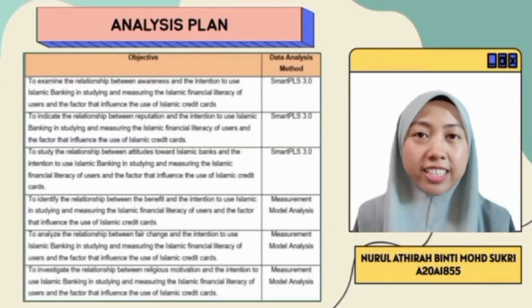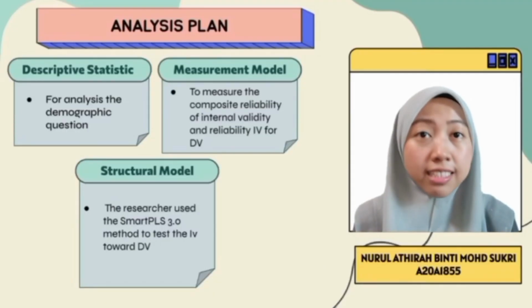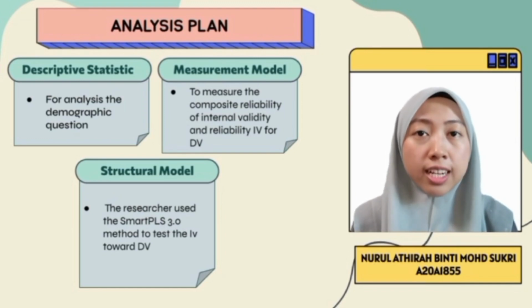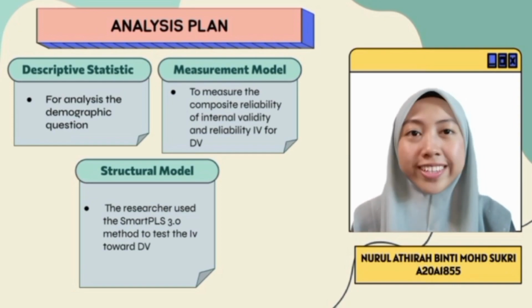In the analysis plan part, the data analysis method for the 6 objectives uses SmartPLS version 3.0 and measurement model analysis. This study also uses descriptive statistics for the demographic questions, second the measurement model, and lastly the structural model to test the IV toward the DV.